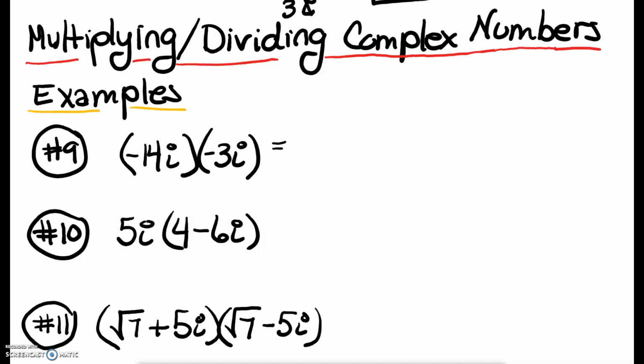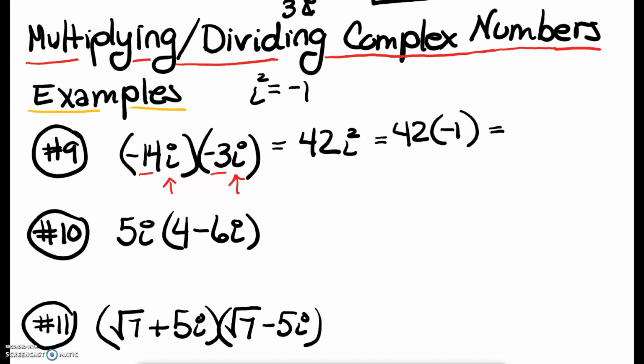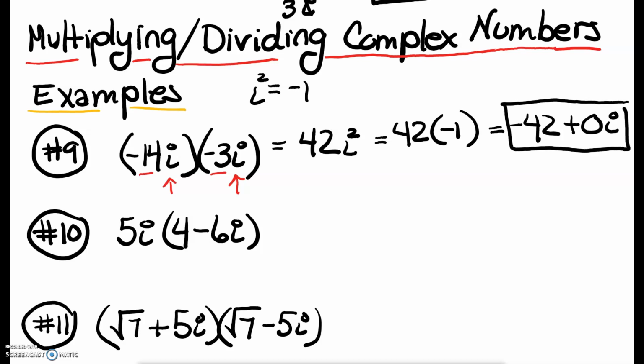All right, so I get to multiply negative 14 and negative 3. So I know that is a positive 42. And then when I multiply I times I get I squared. And above, we had said that I squared is negative 1. So I'm going to replace all of my I squareds with negative 1. So my final answer here is going to be negative 42 for my real part, and I'm missing my imaginary part, so it is 0i.